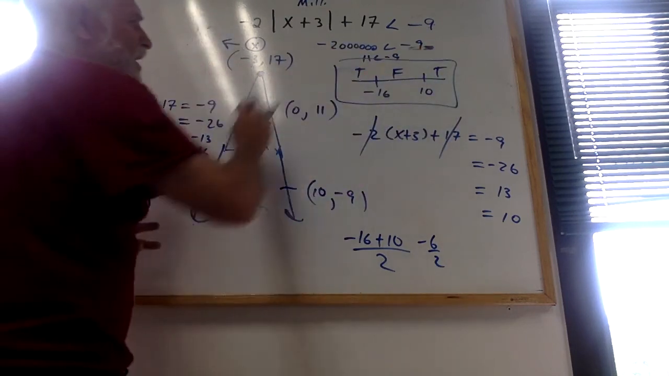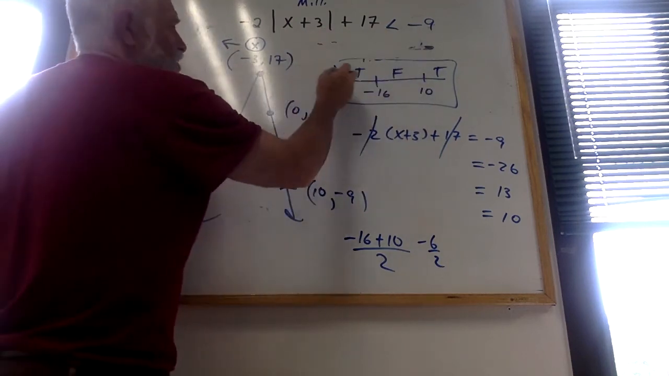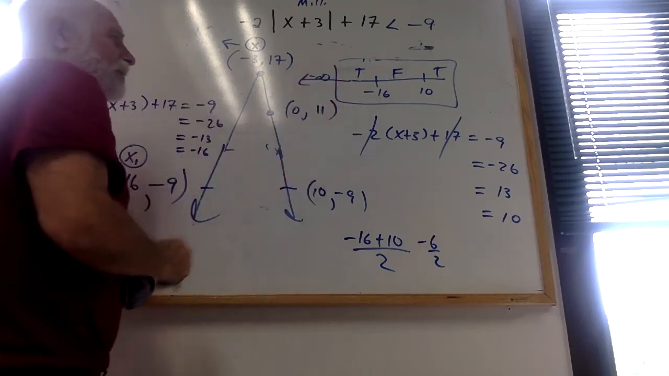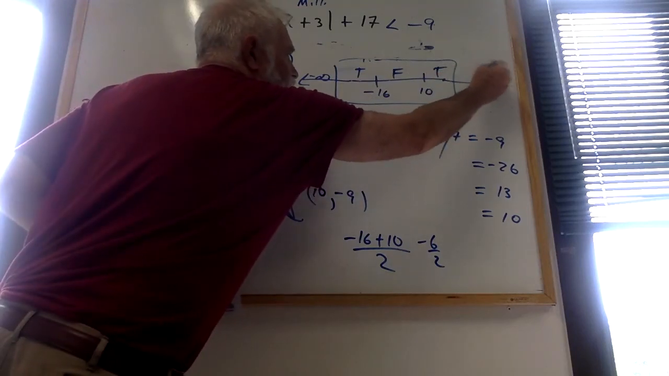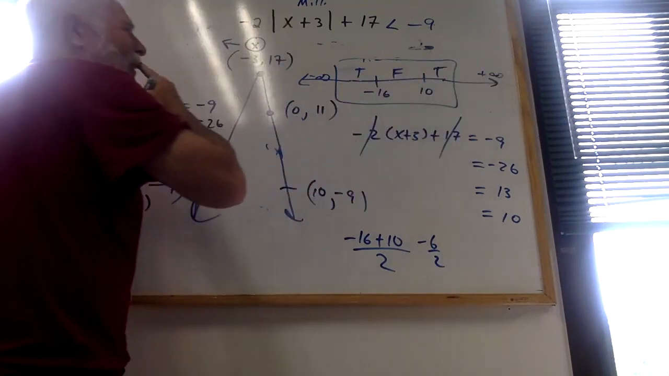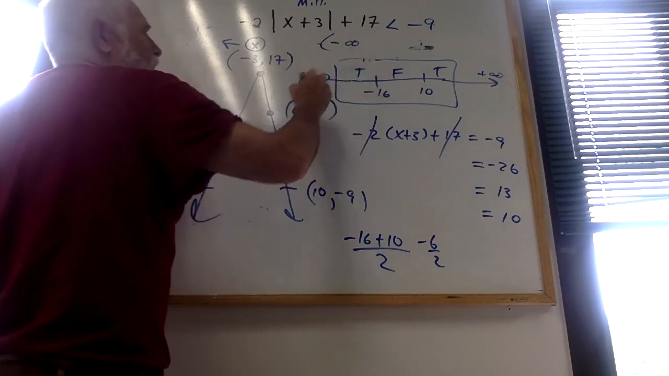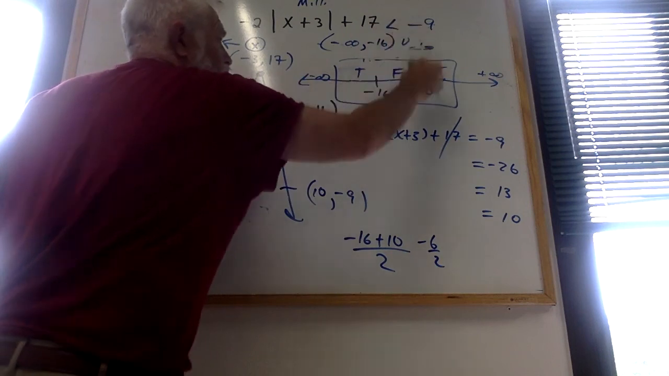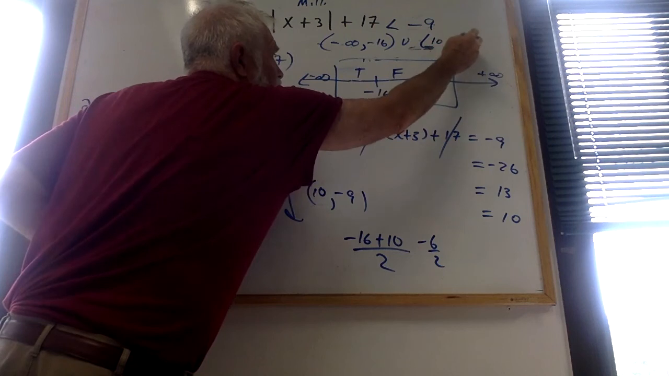So how do I write that answer? We're trying to look at interval notation. My x's over here, we call that negative infinity, smaller and smaller and smaller. Over here we call positive infinity. So what works? Negative infinity, which cannot be bracketed, to -16, which doesn't work, union 10, which doesn't work, so parentheses, all the way to infinity.